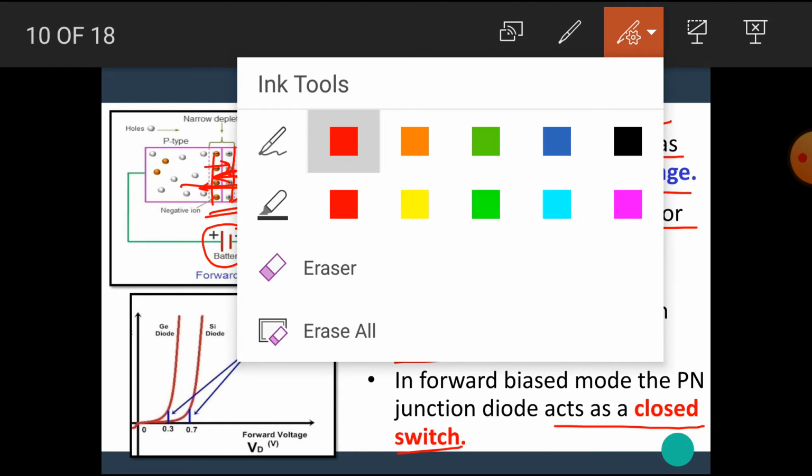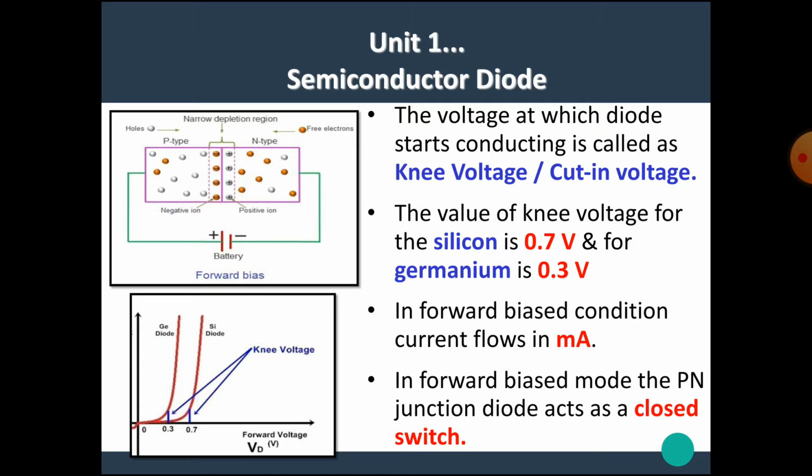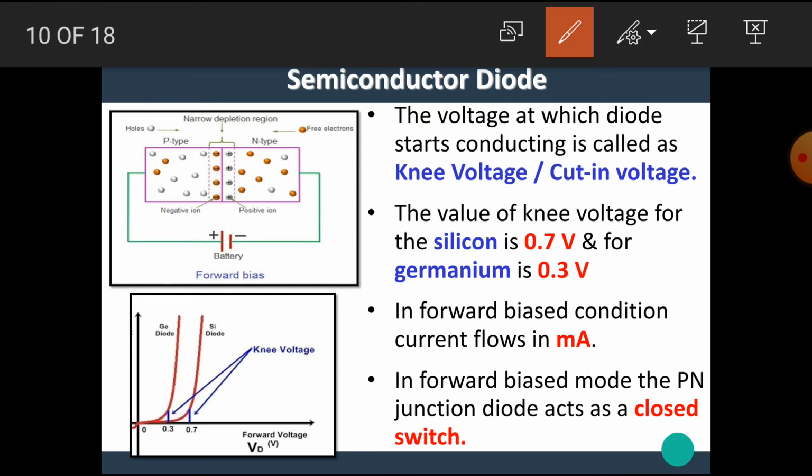Now again, what happens here is, in forward bias mode, the PN junction diode acts as a closed switch. That means, what is the operation of a switch? It connects the two terminals. In forward bias mode, this switch is pressed. That means the current flows in this direction. Okay. Now, the voltage at which the diode starts conducting is called the knee voltage or cut-in voltage.